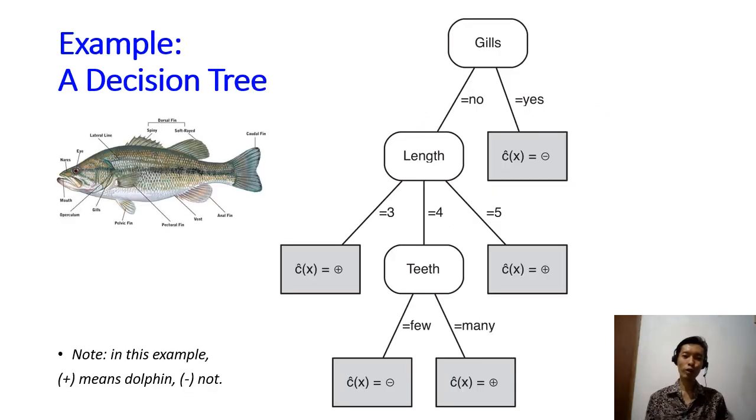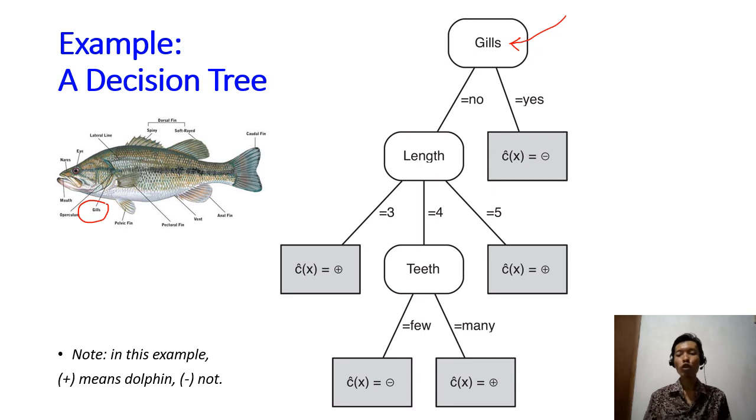To make things more concrete, let's look at an output of a data mining model. Here we're looking at a decision tree model. Decision tree, like its name, helps us to make decisions. In this case, we are going to classify whether a fish that we see or we catch is a dolphin or not a dolphin. According to this tree, the first question that we should ask is whether the fish has gills or not. Gills is something that a fish uses to breathe.